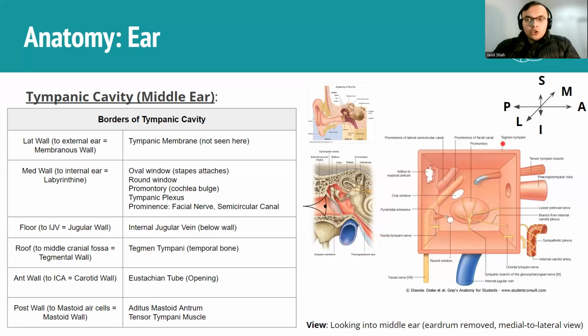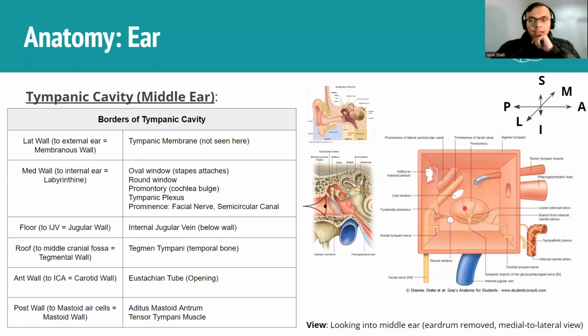And then the roof, the superior aspect, above it, as you can imagine, would lie the cranial fossa and the brain, right? So you can see over here, the roof, above it would be the brain. And over here, above it is the cranial fossa, the middle cranial fossa, and then above that would be parts of the brain. So the roof is called the tegmental wall because that segment of bone is called the tegmen tympani, or it's a part of the temporal bone essentially.